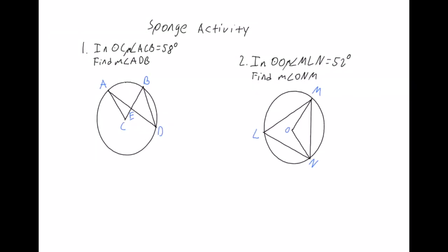Alright, now time for the sponge. In number 1, in circle with center C, the measure of angle ACB is 58 degrees. Find the measure of angle ADB. And in number 2, in circle with center O, the measure of angle MLN is 52 degrees. Find the measure of ONM.